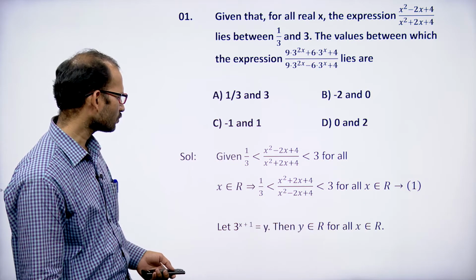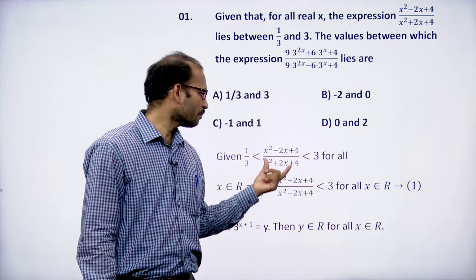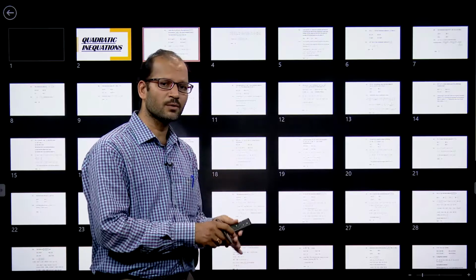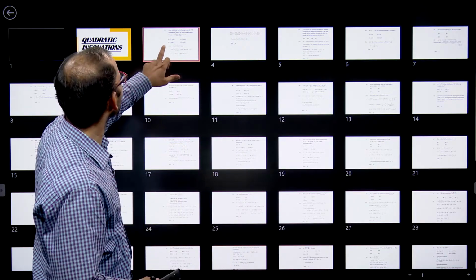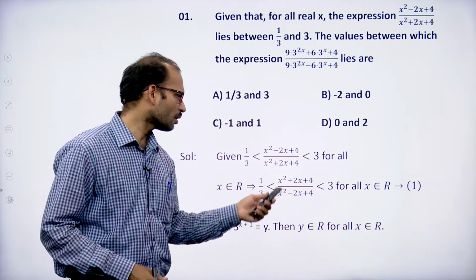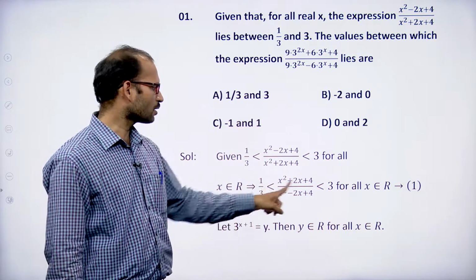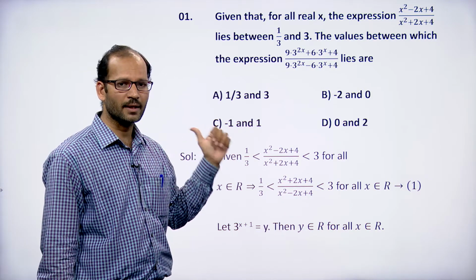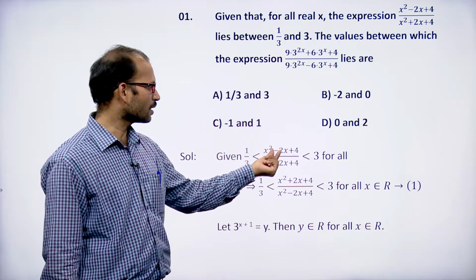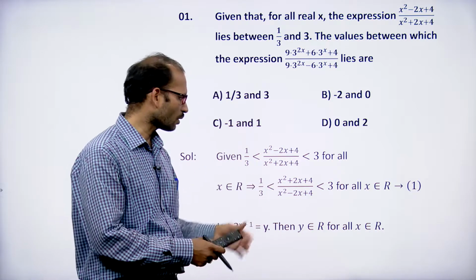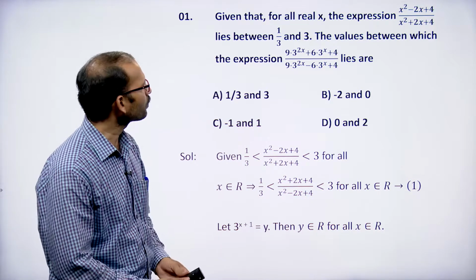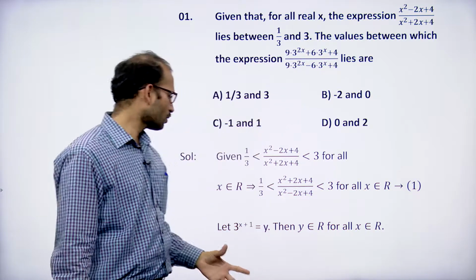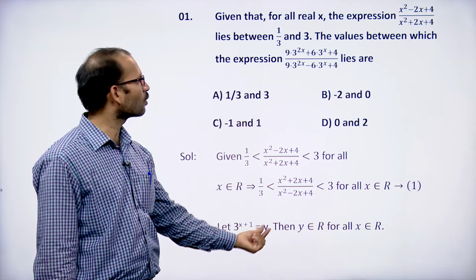Now observe here carefully, the expression lies between 1 by 3 and 3. Even if you interchange, even if you take the reciprocal, that also lies between 1 by 3 and 3. So whatever we have used previously is applicable whether the minus is in the numerator or in the denominator. That is what he has given. So what we have to prove, we have to find out between what values this expression lies. So we are taking 3 power x plus 1 as equal to y.